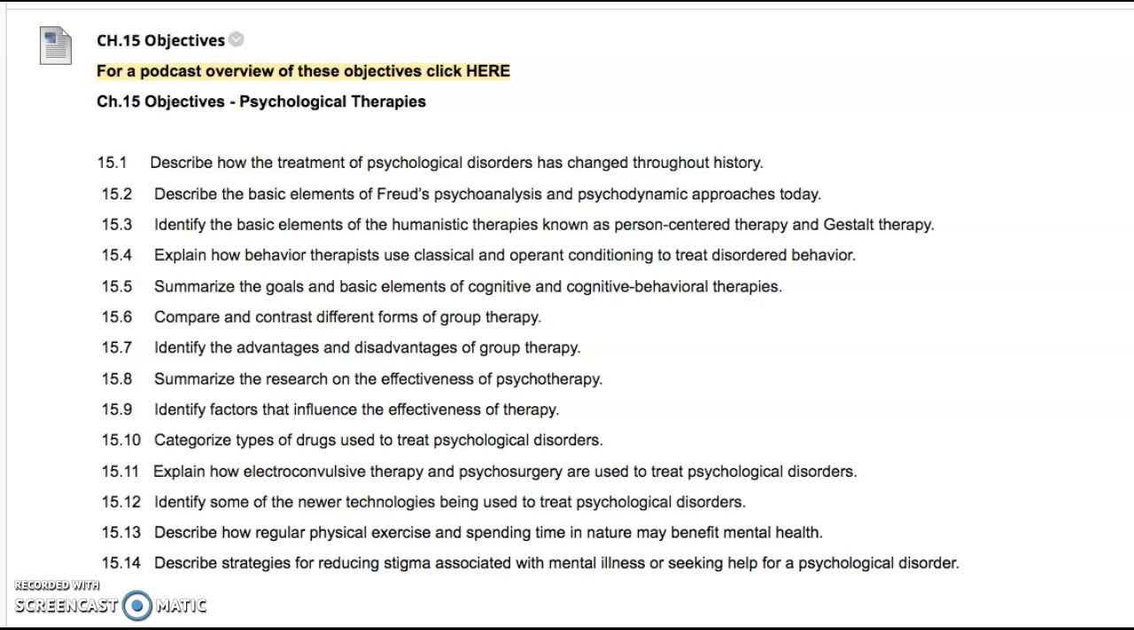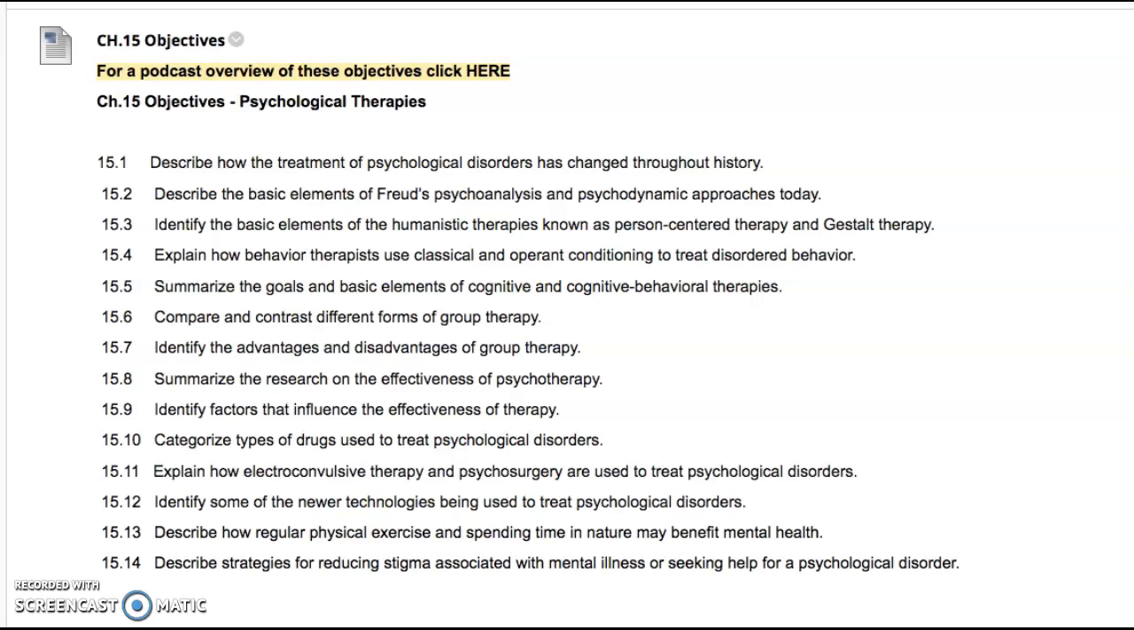And then look at some of the goals and basic elements of cognitive and cognitive behavioral therapies, which are much more mind-centered on your thoughts and your thought patterns, and then how those translate into your behaviors. So kind of linking the two.